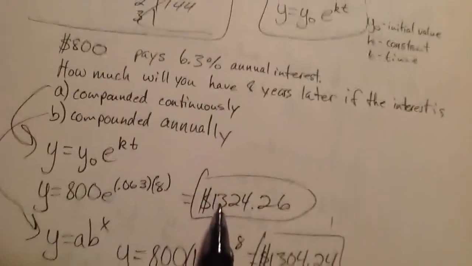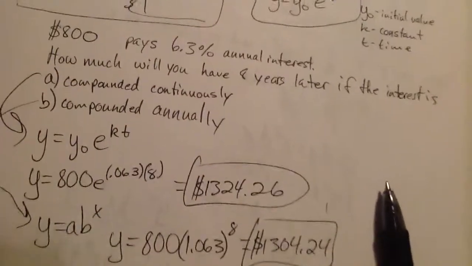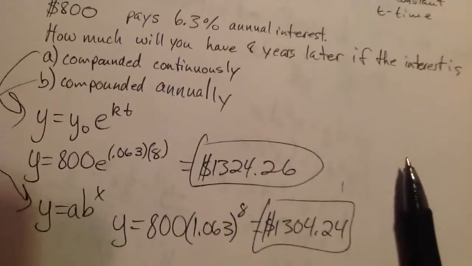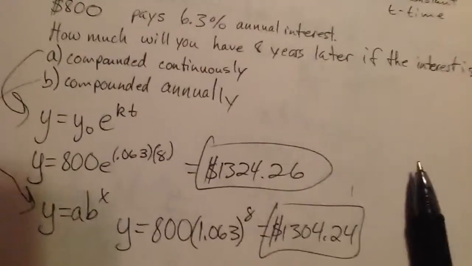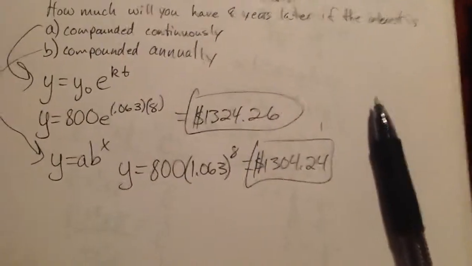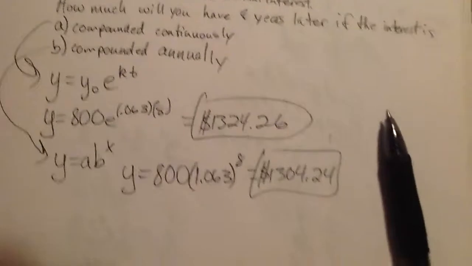This whole compounded continuously thing, I just think that's weird. That's hard to wrap my head around. I'm not a financial expert or an accountant by any means. I don't really understand it. Compounded annually makes sense. Every year they compound the interest and add it to it. Compounded continuously, what's that mean? I don't understand that, but that's how you do it anyway.